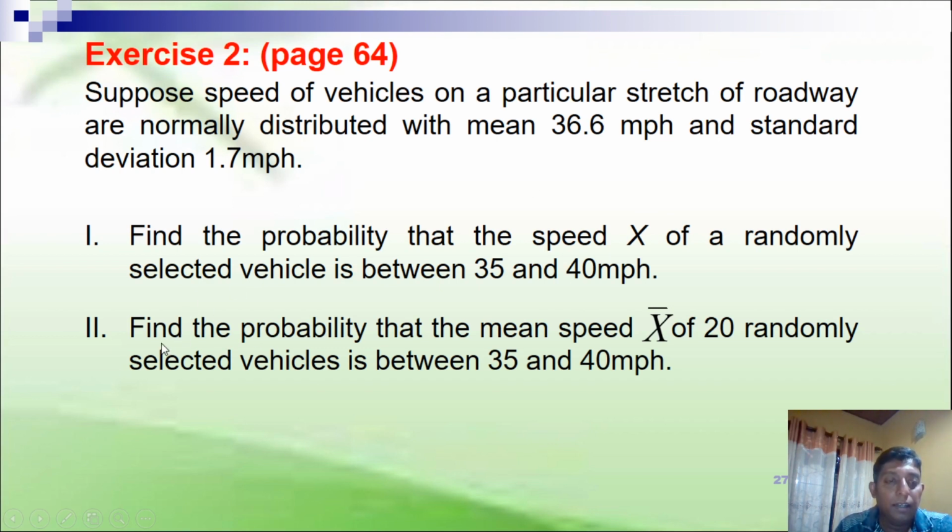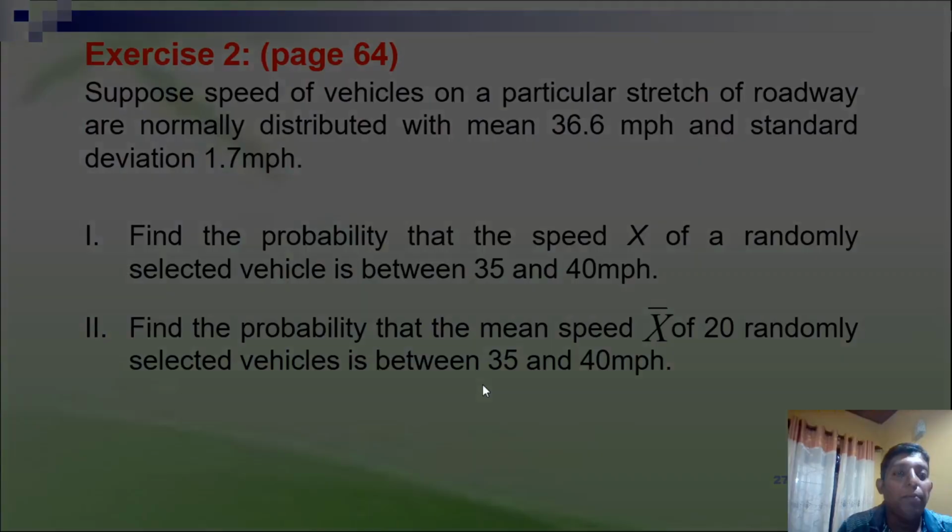The second part asks for the probability about the mean speed, X bar. That means we can take a sample from this normally distributed population, then calculate the probability that the mean speed of the vehicles lies between 35 and 40. Now we can do it one by one.